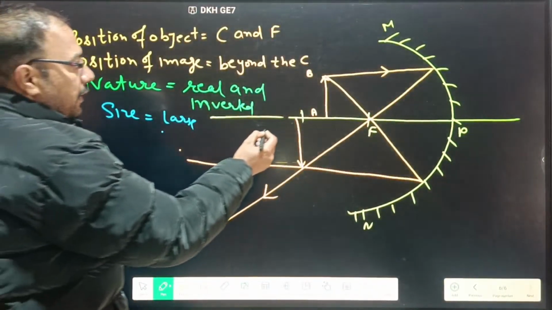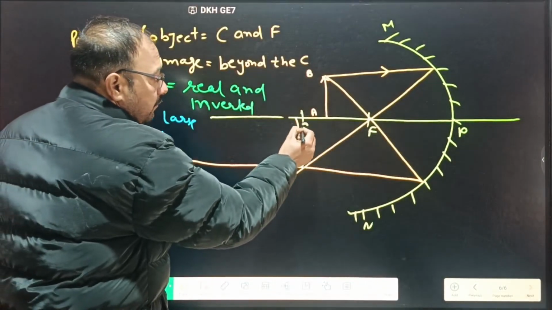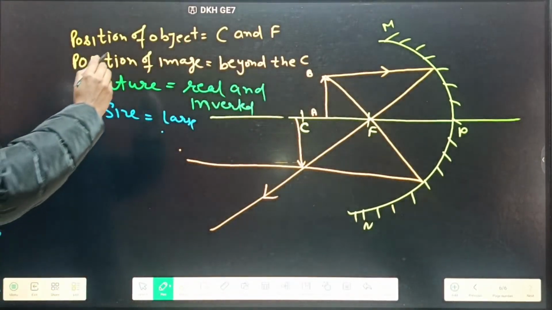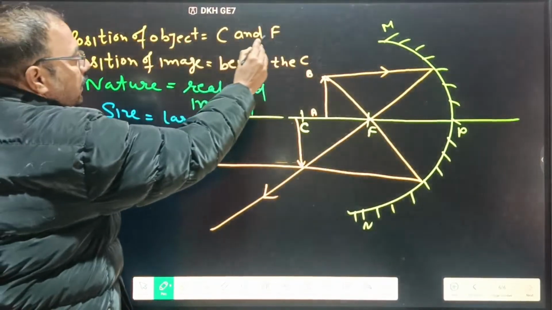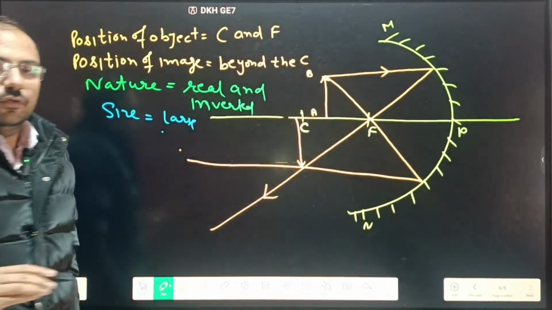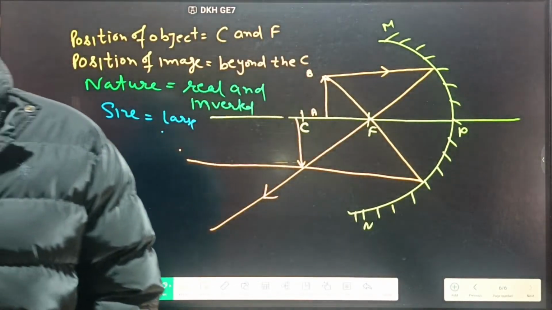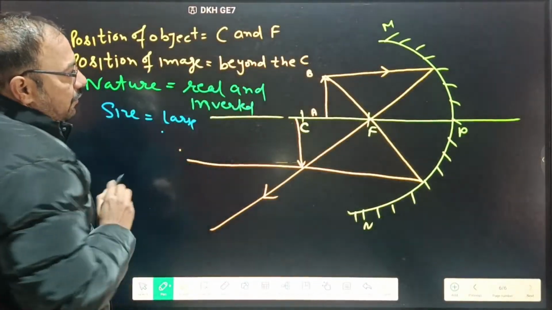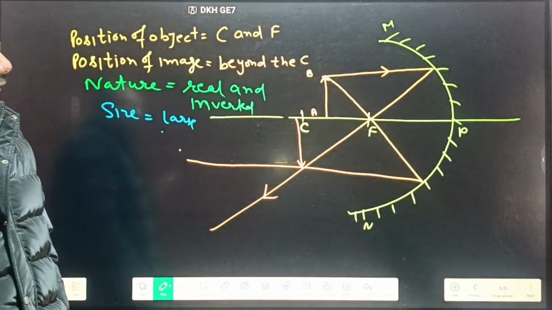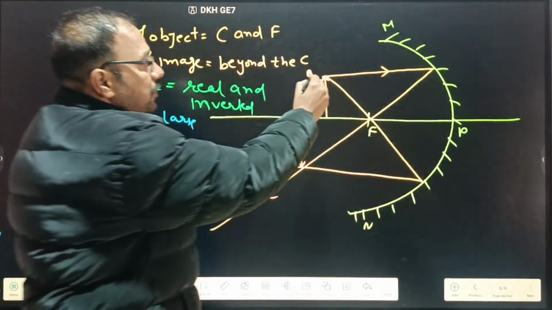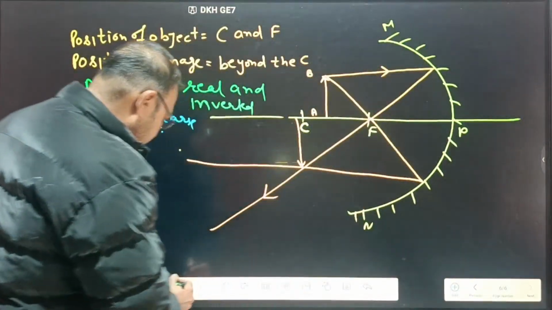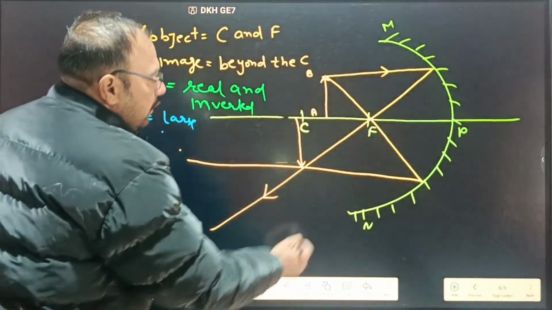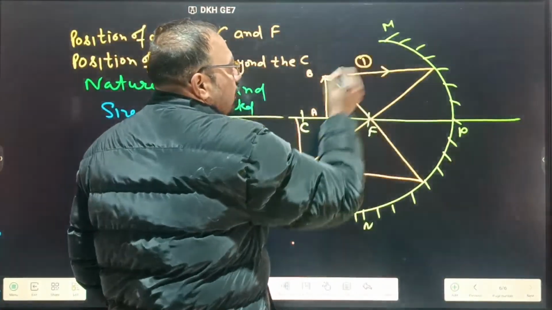So we take the next case. We put object between C and F. Okay. So what is the position of object? Between C and F. Second, position of image is beyond the C. So for example, this is the first ray, incident ray.